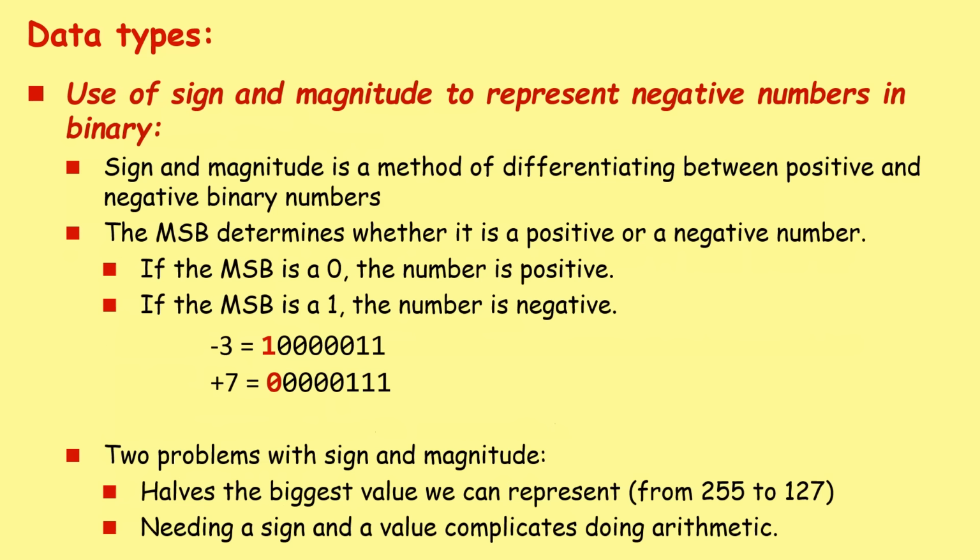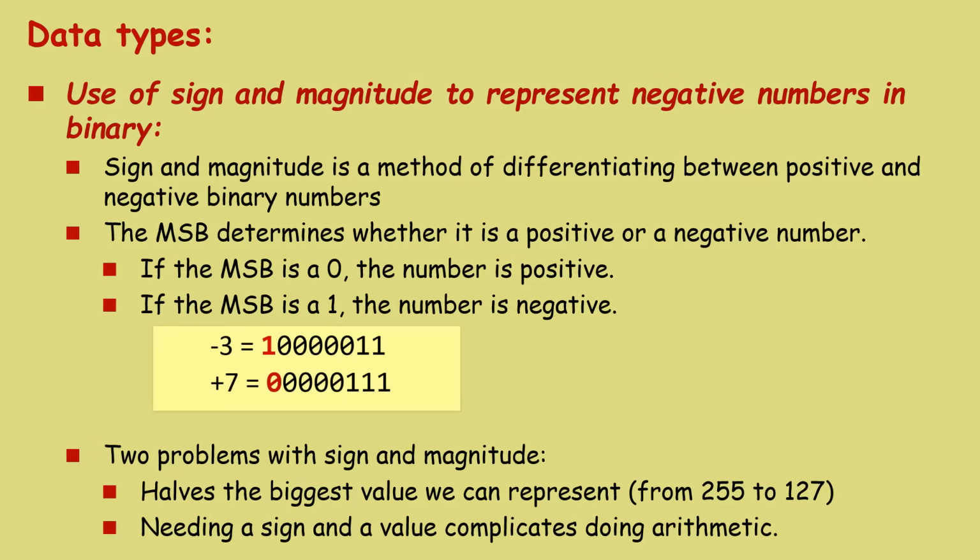Getting a little bit more complicated, use of sign and magnitude to represent negative numbers in binary. Sign and magnitude is a method of differentiating between positive and negative binary numbers. The most significant bit determines whether it is a positive or a negative number. If the most significant bit is a 0, the number is positive. If the most significant bit is 1, the number is negative. Again, don't get that mixed up.